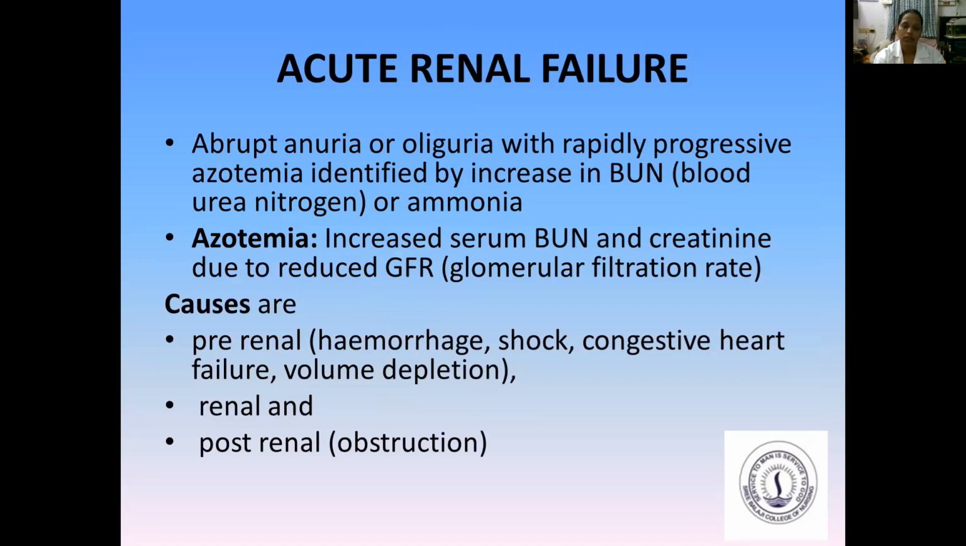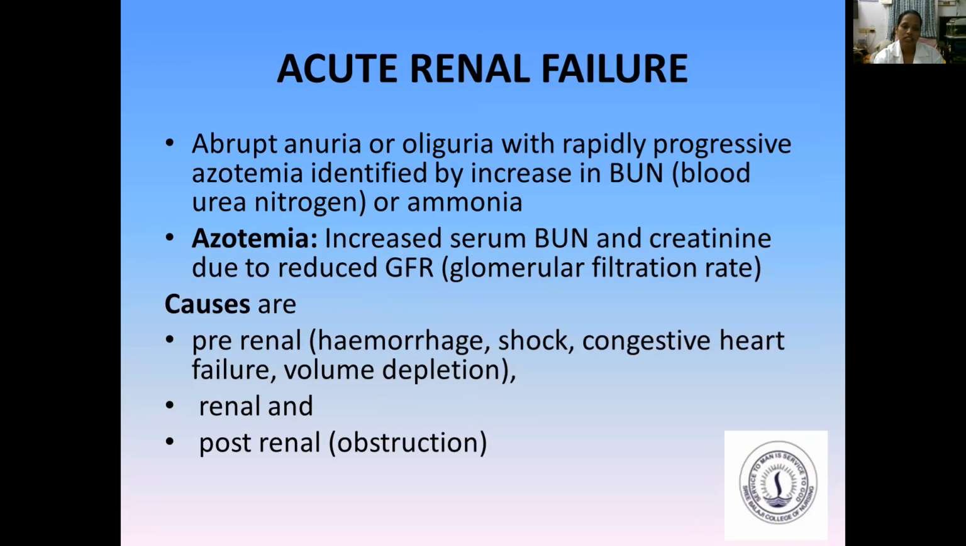So next one is acute renal failure. Abrupt anuria or oliguria with rapidly progressive azotemia is identified by increase in BUN, that is blood urea nitrogen, or ammonia.